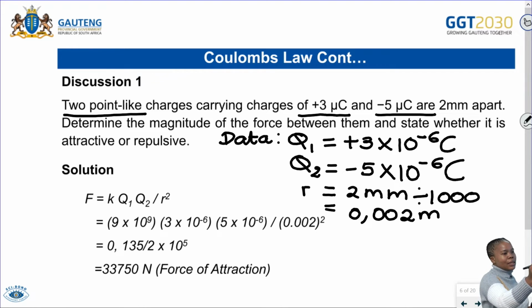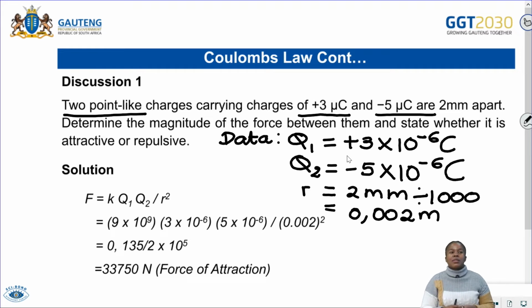0,002 meters. Okay, and if we continue to read the statement, it says now determine the magnitude of the force between them and state whether it is a force of attraction or repulsion. Now we have every piece of data that we need. It is in proper SI units, and that is why we now use Coulomb's law. We use the appropriate formula.